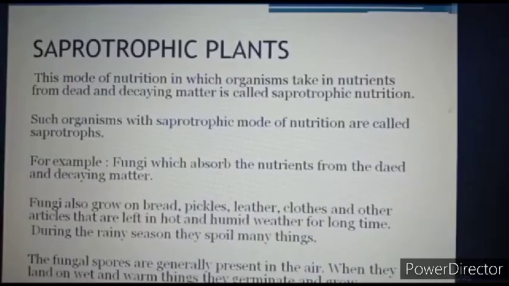Now children, we move on to our next topic, saprotrophic plants. You might have seen packets of mushrooms sold in the vegetable market. You may have also seen fluffy umbrella-like patches growing in moist soils or on rotting wood during the rainy season. These organisms are called fungi. They have a different mode of nutrition. They absorb the nutrients from the dead and decaying matter. Such organisms with saprotrophic mode of nutrition are called saprotrophs.